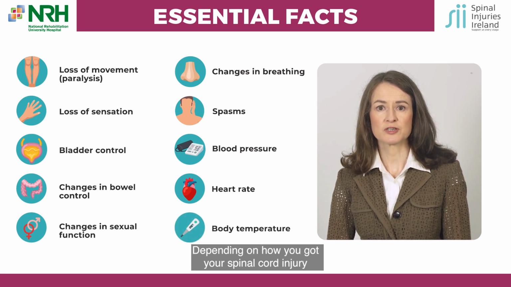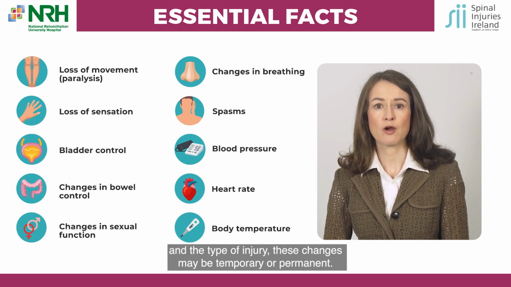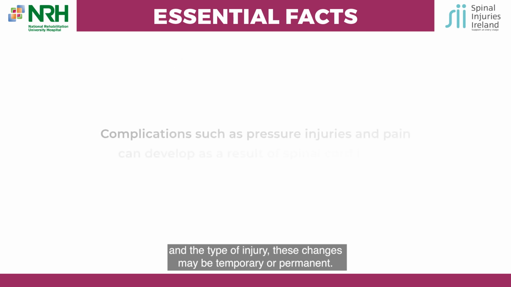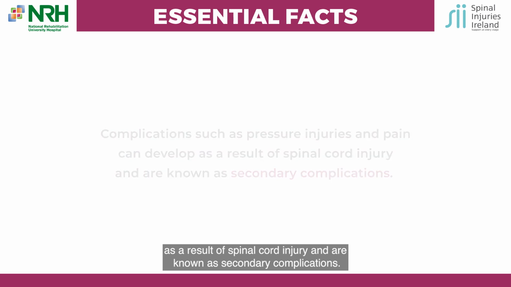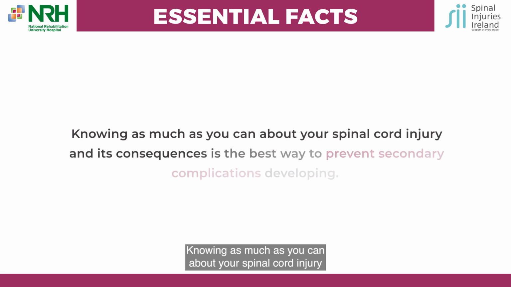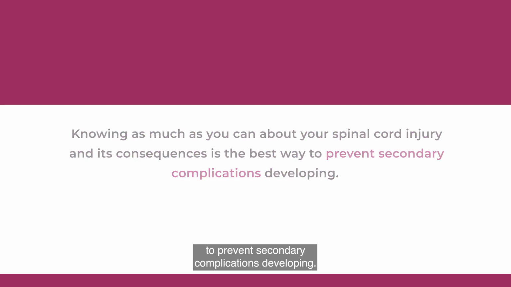Depending on how you got your spinal cord injury and the type of injury, these changes may be temporary or permanent. Complications such as pressure injuries and pain can develop as a result of spinal cord injury and are known as secondary complications. Knowing as much as you can about your spinal cord injury and its consequences is the best way to prevent secondary complications developing.